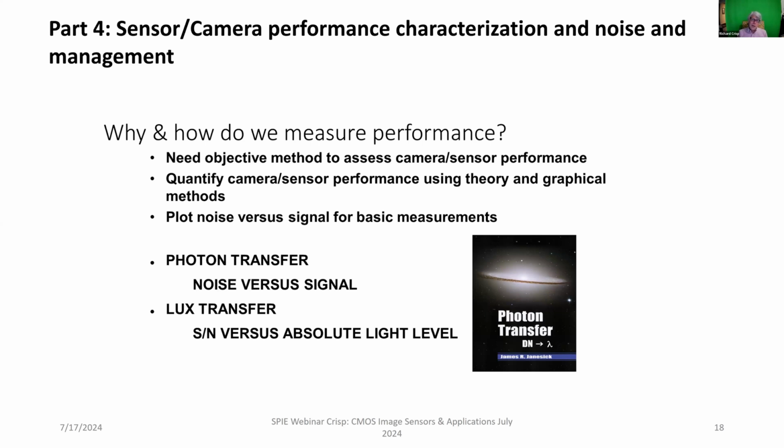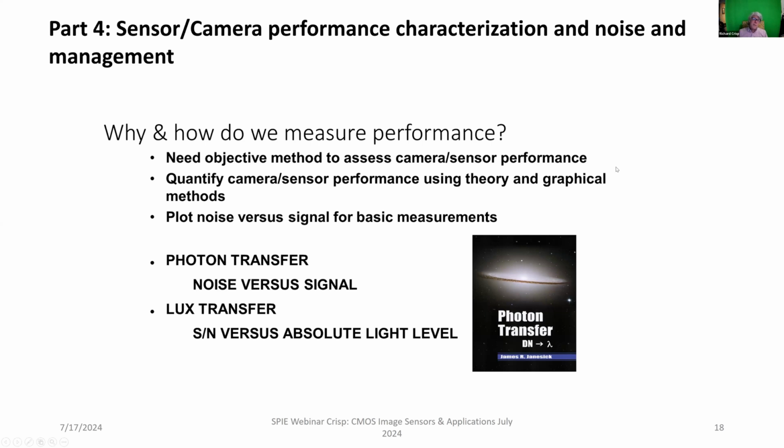There are two major categories of photon transfer. One of them uses non-calibrated light, and you're essentially looking at noise versus signal. And then there's another variant of it that's called lux transfer. That's where you use a calibrated light source and you're actually looking at signal to noise versus the absolute light level. I'm going to focus primarily on the photon transfer, the non-calibrated light source, in the next few slides.